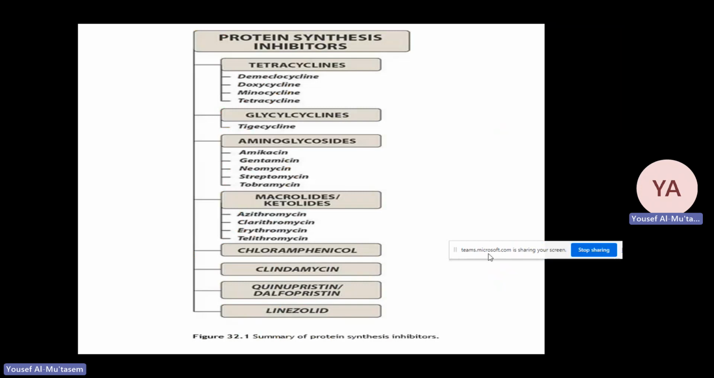So lincomycin is the larger group, and clindamycin is part of that. And then we have the streptogramin, quinupristin and dalfopristin. So far these are the only two examples of streptogramin. And then we have linezolid.